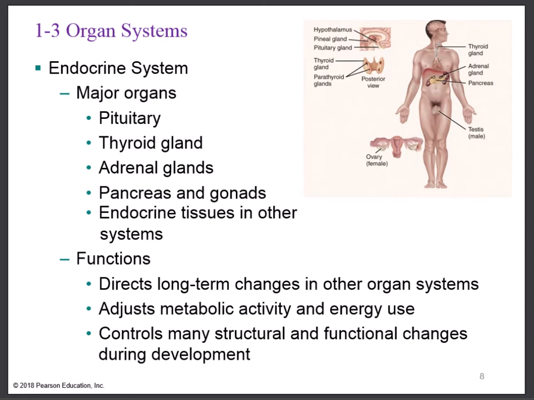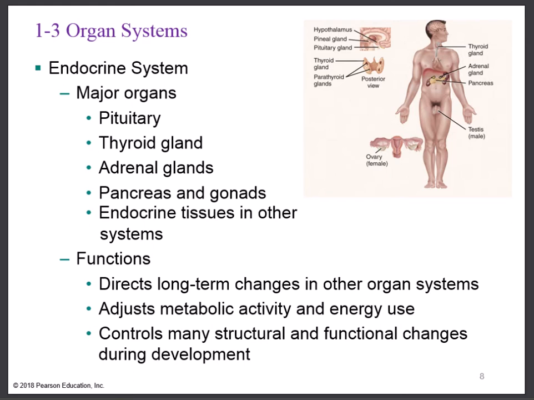The next system actually works along with the nervous system. It's called the endocrine system. The reason it works along with the nervous system, you'll see, is that it's another system that controls other organ systems. There are many glands. Here are some of the important ones.